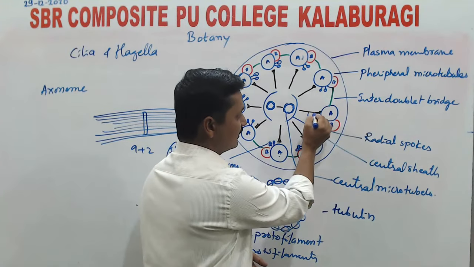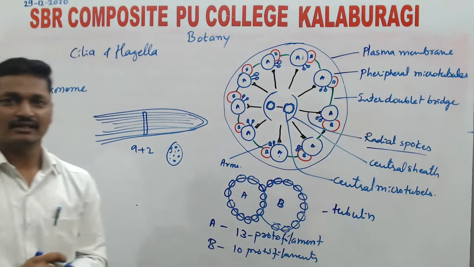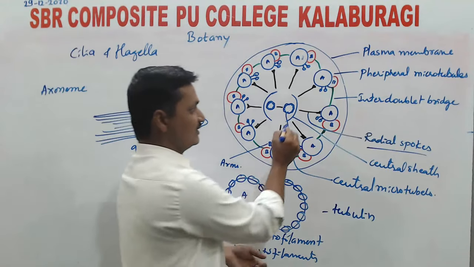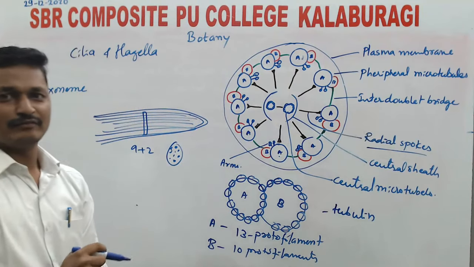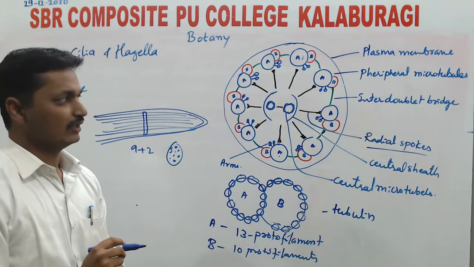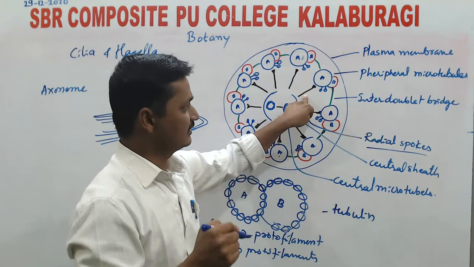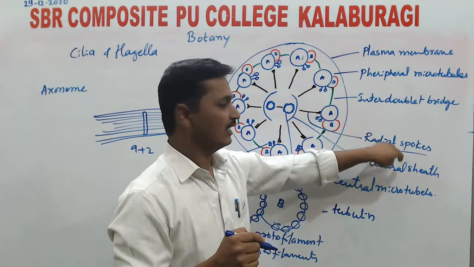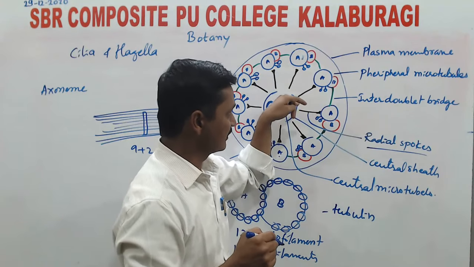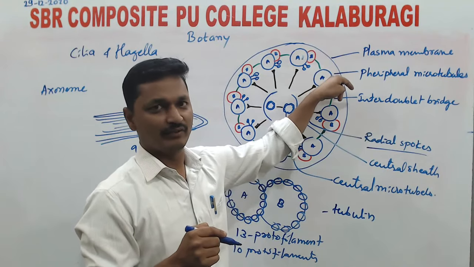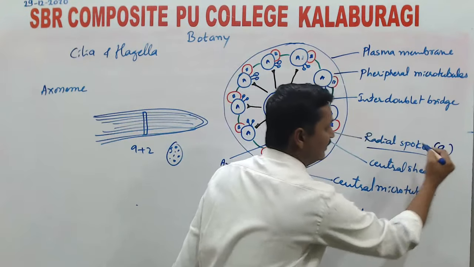Here we find black colored structures called radial spokes. These arise from the central sheath and connect all 9 peripheral microtubules. They are arranged radially from the central filaments to the peripheral microtubules, and their number is also 9.